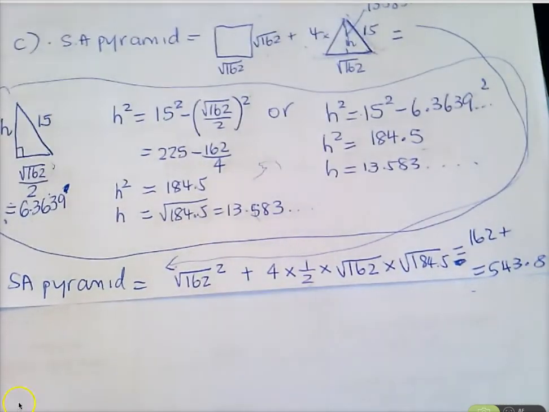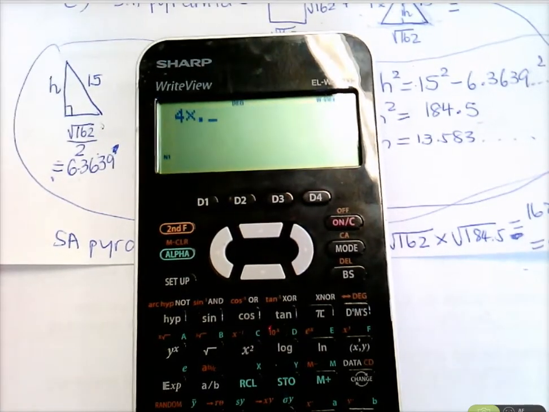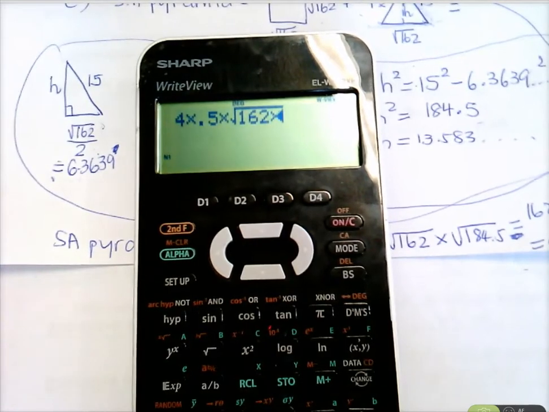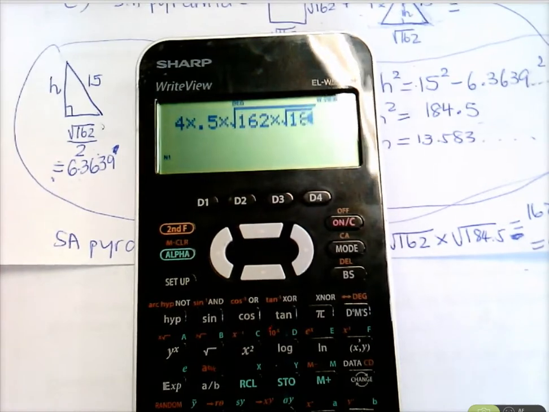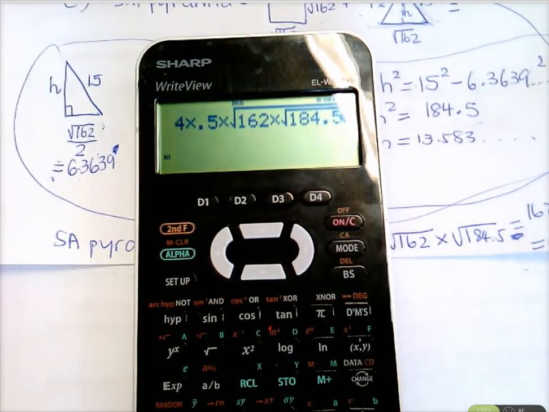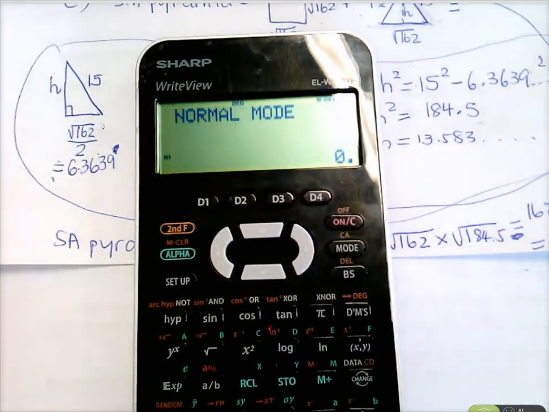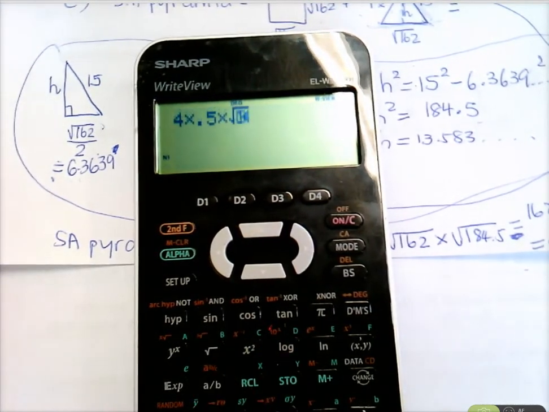I need a calculator. 4 times a half, I'll go 0.5, times the square root of 162. Now, if you press times, look what happens. Times, it stays underneath. Now, that's wrong. Times the square root of 184.5. Can you see the problem? There's a square root and a square root. So go back. That's wrong. Delete. 4 times a half times the square root of 162.